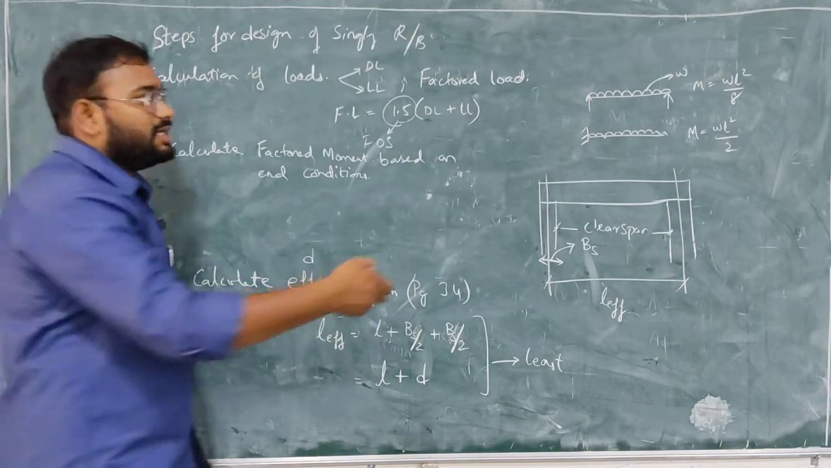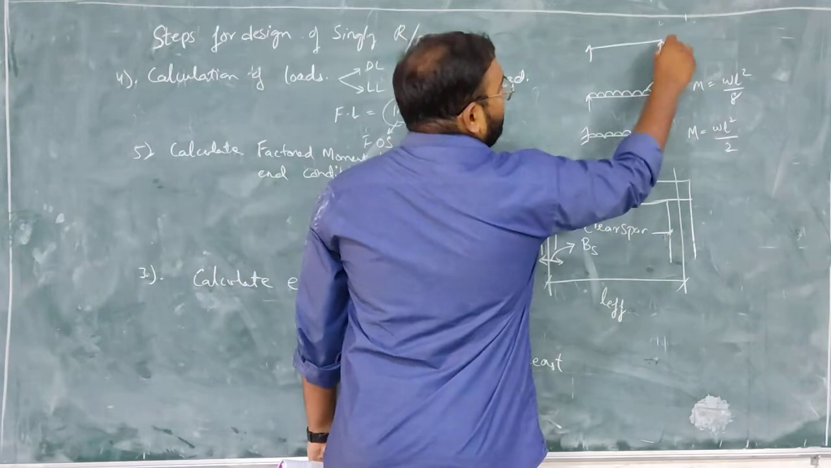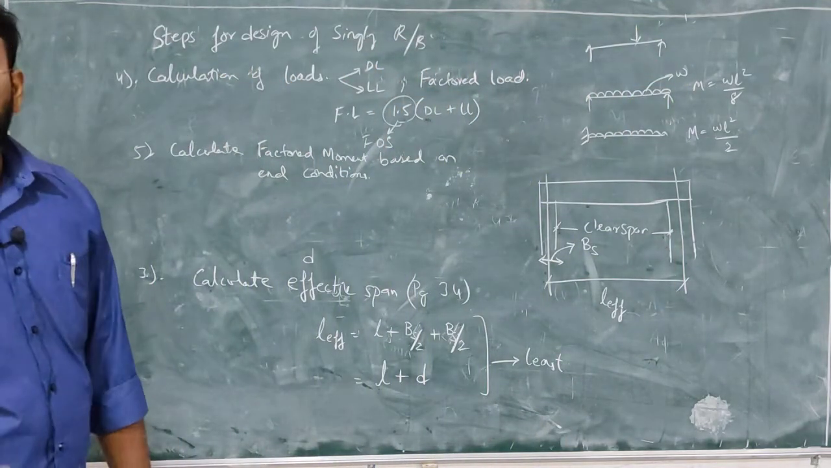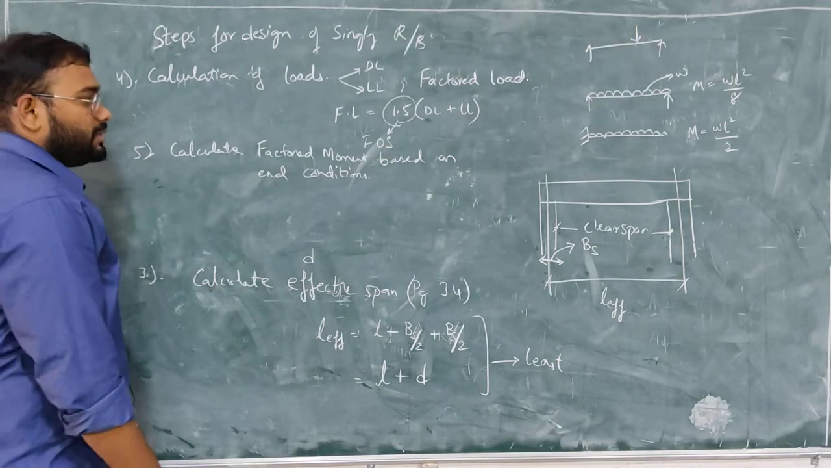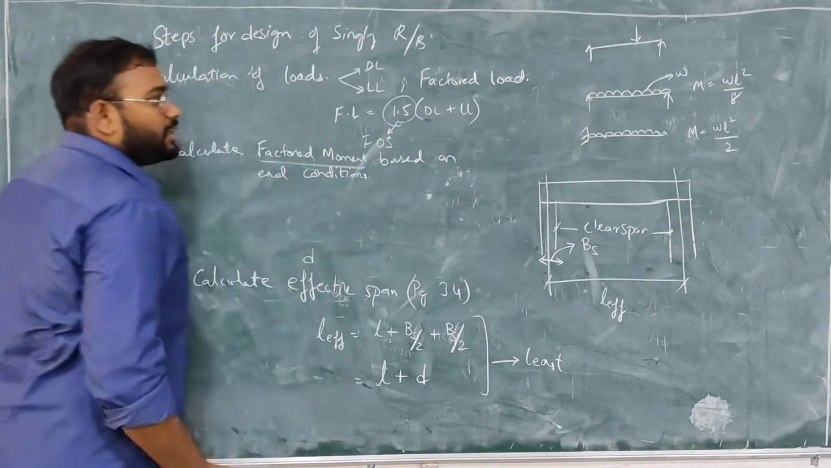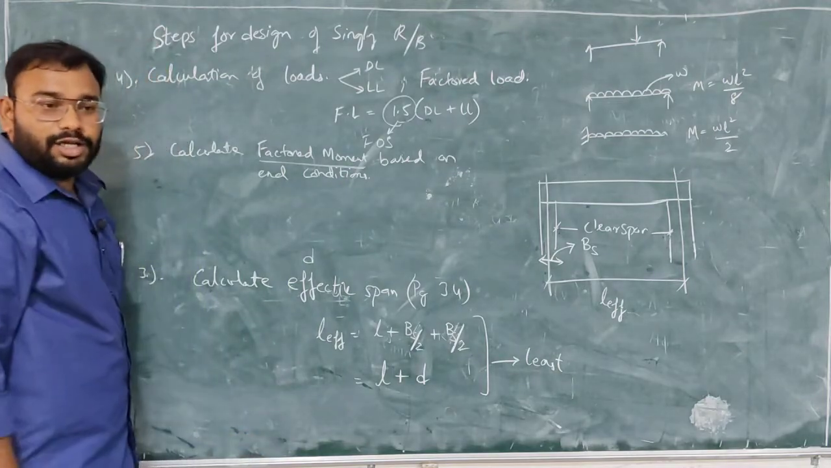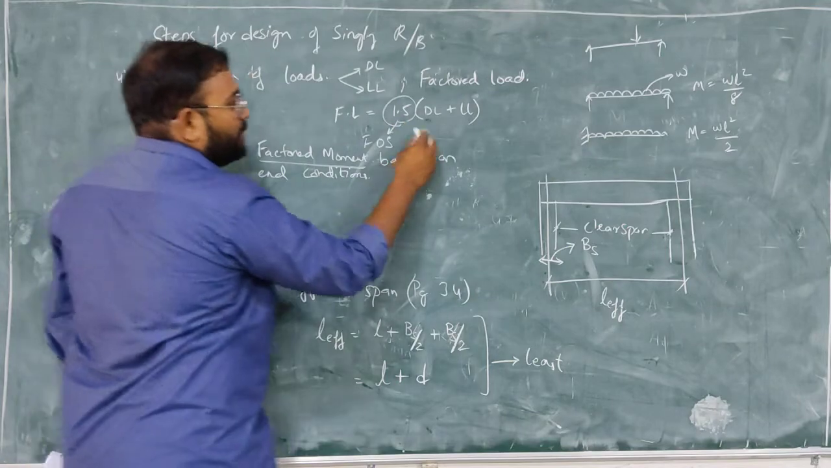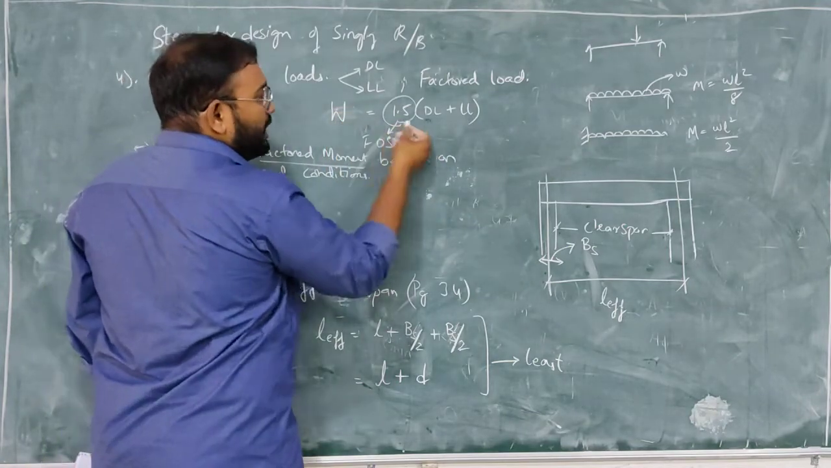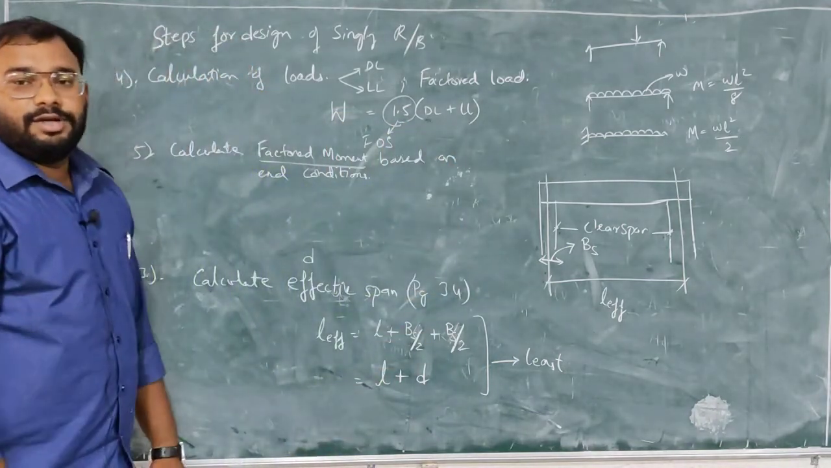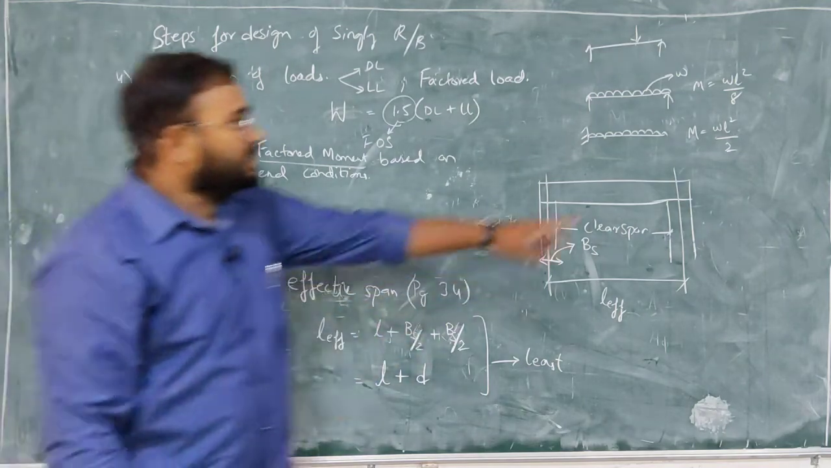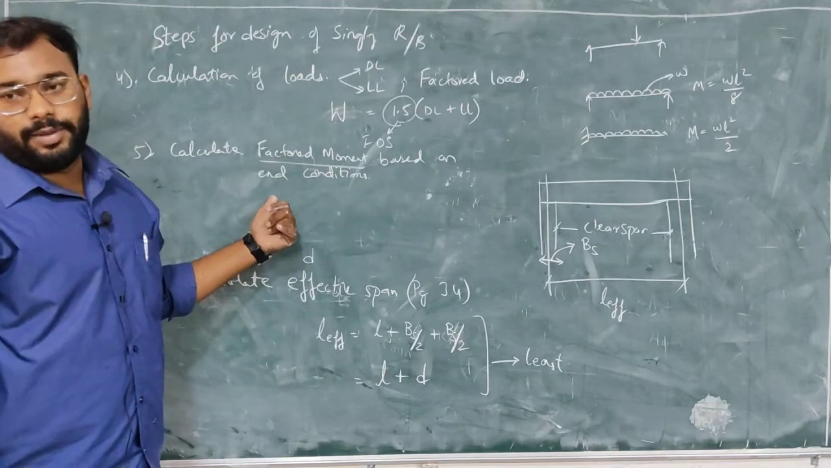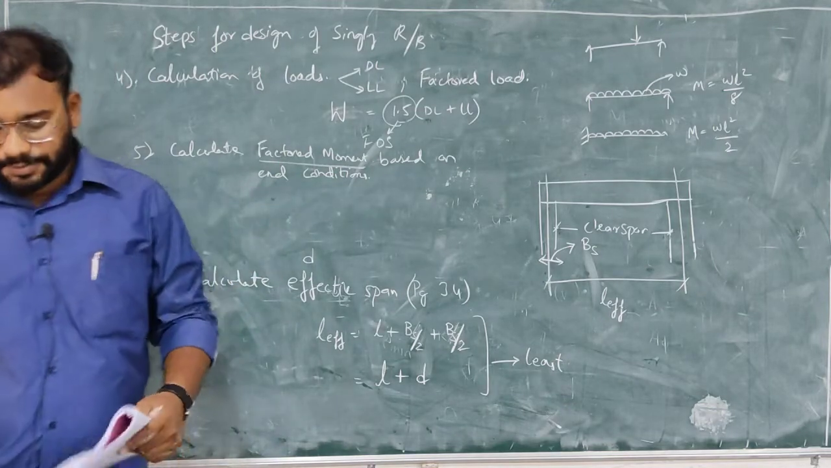Suppose you have a different condition, a non-central point load, you need to remember the values for all types of loads. So factored moment means what? Using factored load you will calculate by that formula. Now W is equal to 1.5 times dead load plus live load. If you use this W, which is factored load, this will give me the factored moment.